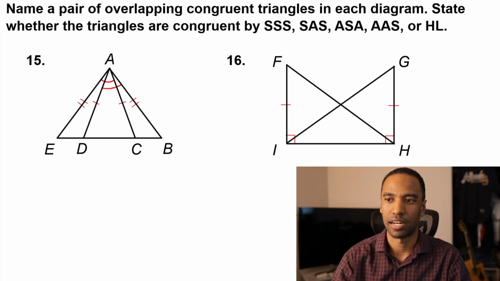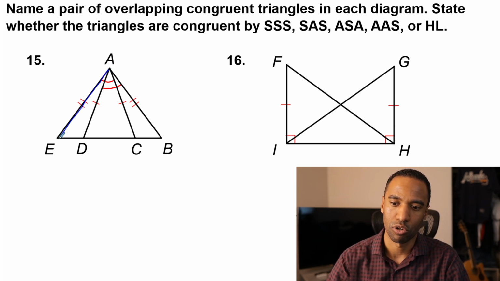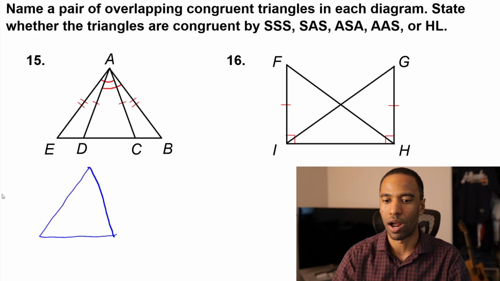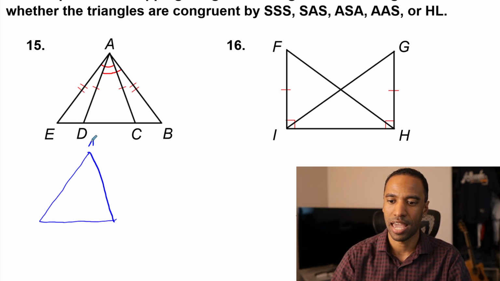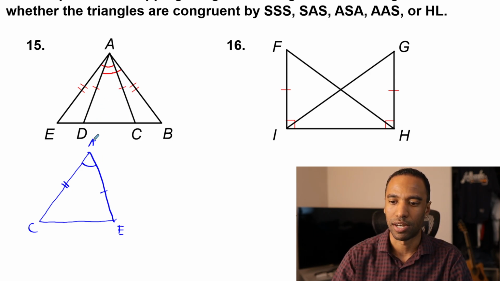So just to not spend too long on this one, guys, I have overlapping triangles. I have a triangle right here, ACE. I'm going to redraw these to help you out. That's ACE, with a one tick mark on AC, a two tick mark on AE, and then some congruent angle with another triangle right there on angle A. And then over here, I have triangle ADB.